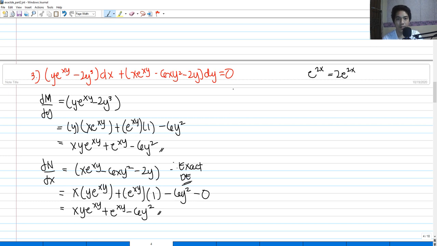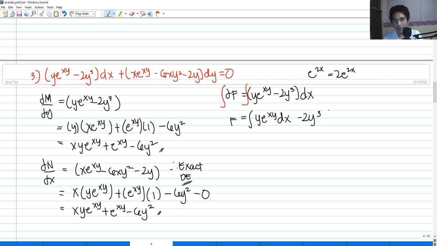Okay, so we find the function f. I would just multiply the dx already here on the right side. So we have y e raised to xy minus 2y cubed, and we have the dx here. So we integrate both sides of the equation so that we have now f equals the integral of y e raised to xy dx, minus the integral of 2y cubed dx.